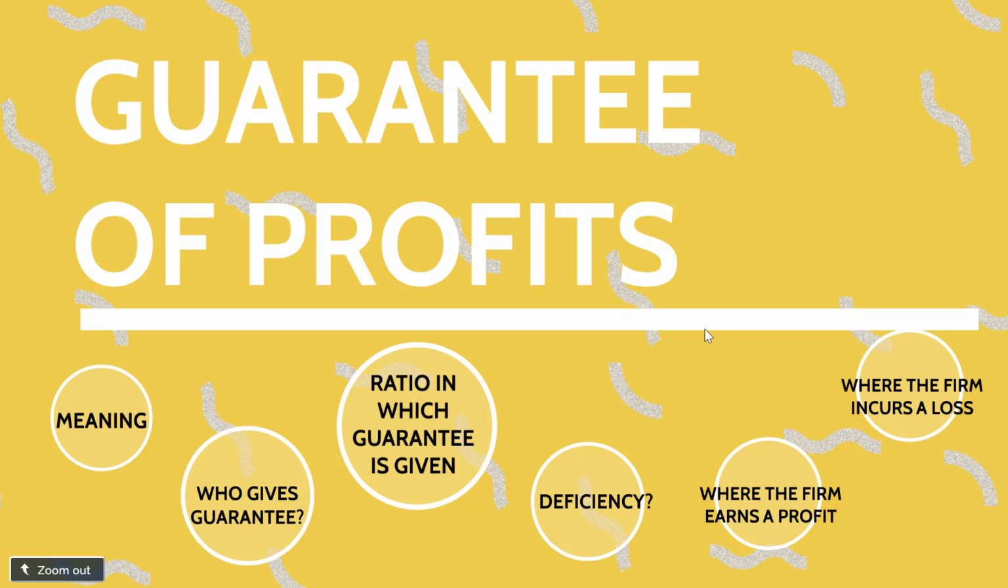Hi, we are in the topic of guarantee of profits to partner. In the previous video, we saw the journal entries that need to be passed and also the ledger account that needs to be prepared where the firm earns a profit and any specific partner is guaranteed minimum profits. In this video, we will see the journal entries and the ledger accounts that need to be prepared where the firm incurs a loss and a specific partner is guaranteed minimum profits.